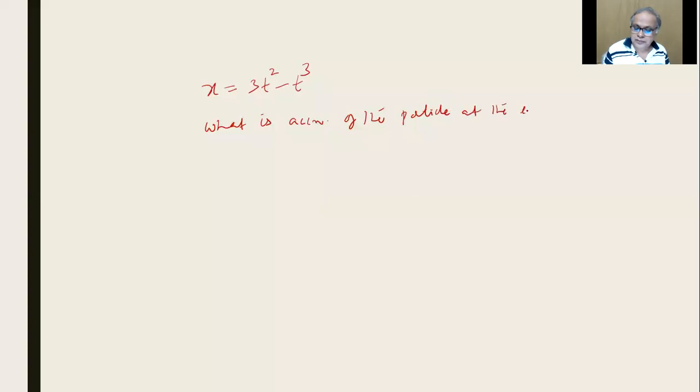Now, a particle is moving along the x-axis. For example, x is given by 3t square minus t cubed. What is the acceleration of the particle at the end of each first 4 seconds? So again and again, we're coming back to a similar idea.